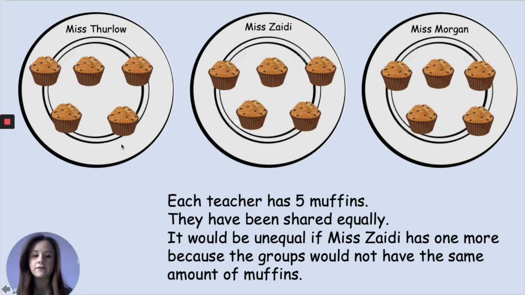Each teacher has 5 muffins, but let's check. 1, 2, 3, 4, 5. 1, 2, 3, 4, 5. 1, 2, 3, 4, 5. So that means that they have been shared equally because we all have 5 muffins.